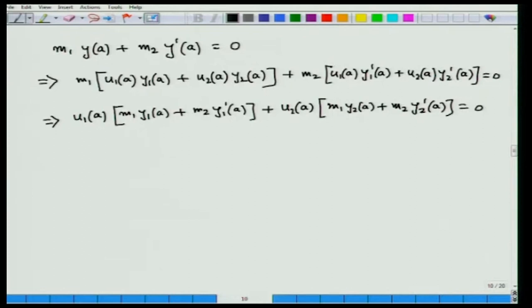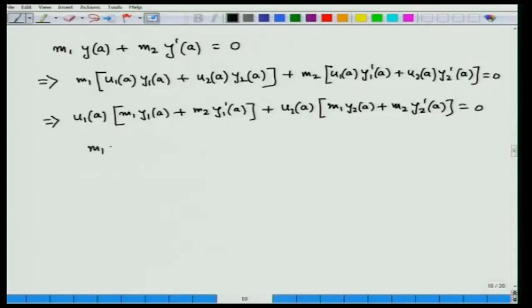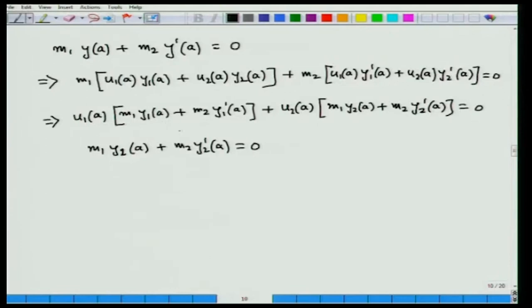Now, without any loss of generality, at this point we are assuming that y2(x) satisfies the boundary condition at the left end, that is at x equal to a. So, we are assuming that m1 y2(a) plus m2 y2'(a) is equal to 0. Already we have discussed that once y2 satisfies the boundary condition on the left, it should not satisfy the boundary condition on the right, and similarly y1 is not satisfying the boundary condition on the left. Therefore, m1 y1(a) plus m2 y1'(a) is not equal to 0. From this expression we have u1(a) equal to 0.